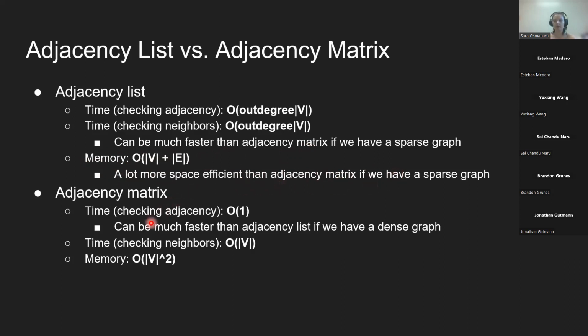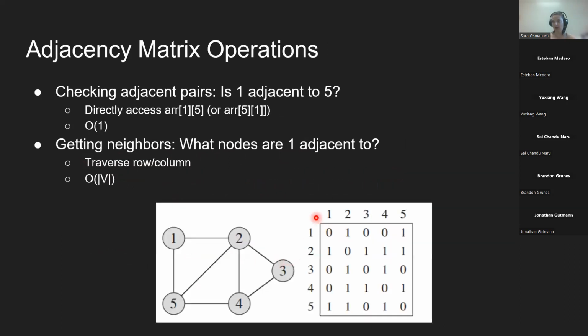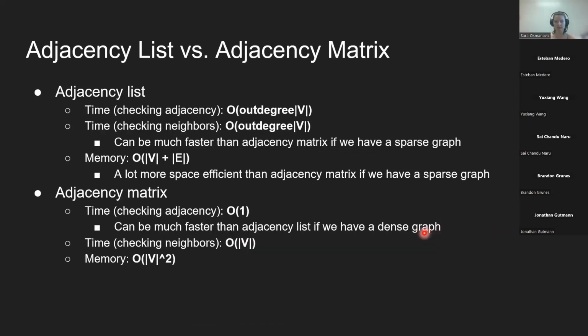And then if you have an adjacency matrix, the time complexity is O of 1. It can be much, much faster than an adjacency list if we have a very dense graph. And checking the neighbors is O of V. The memory is V squared because if there's V vertices, you're going to have to put all of them on as rows and columns and have V squared entries.